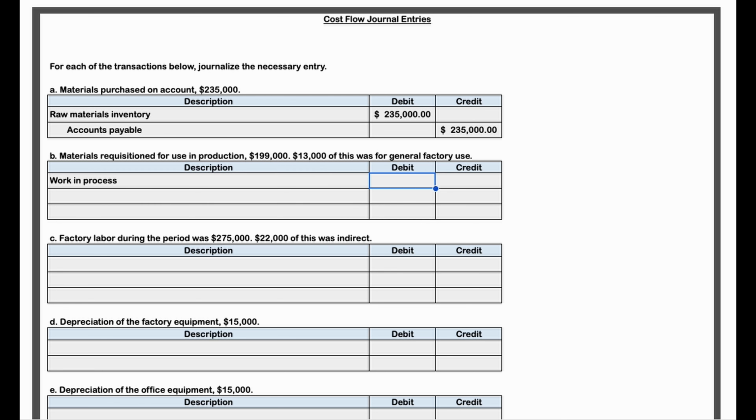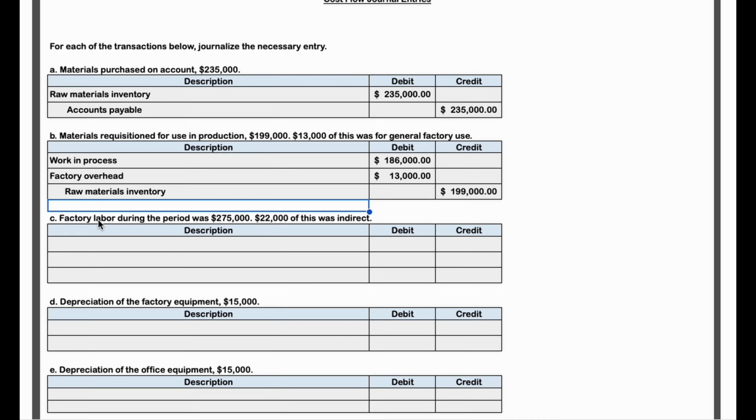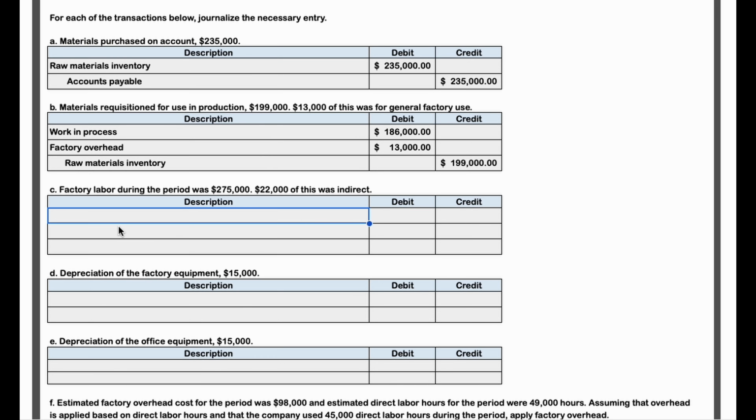This would be considered our direct materials of $186,000. The next part, since it's for indirect materials, we're going to put this to our factory overhead for the $13,000. Now, all of these materials are coming out of our storeroom, coming out of our raw materials inventory. So we're going to take this out of raw materials for the full $199,000.